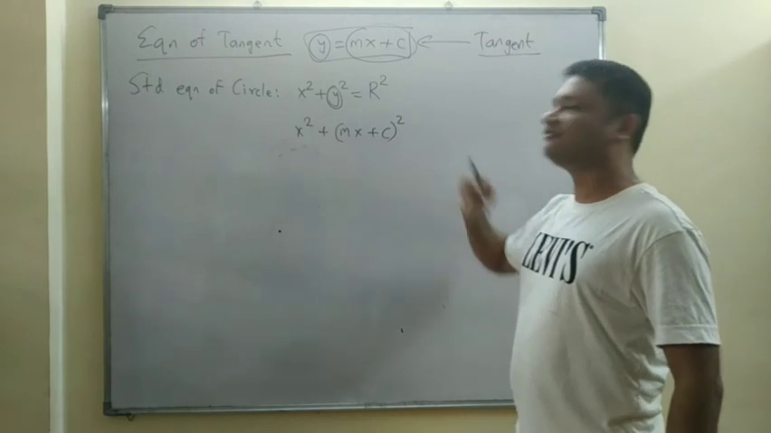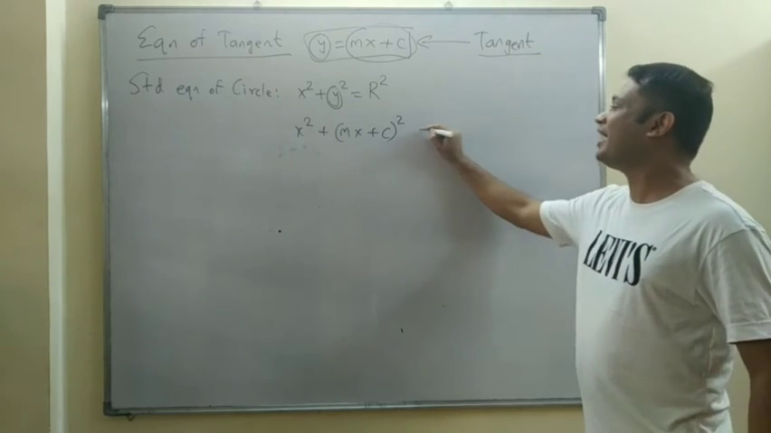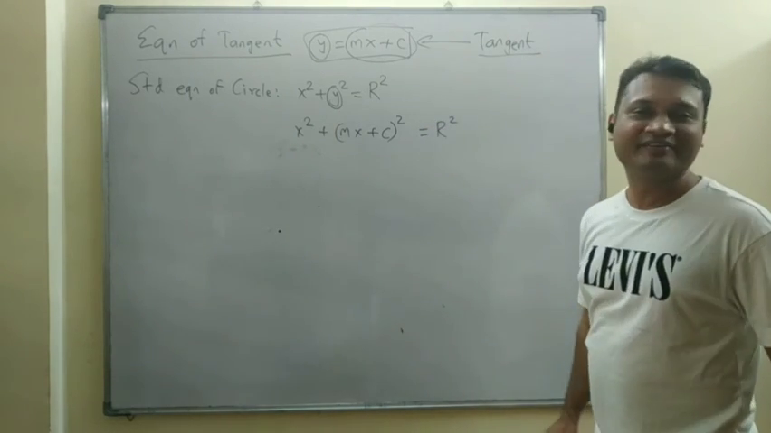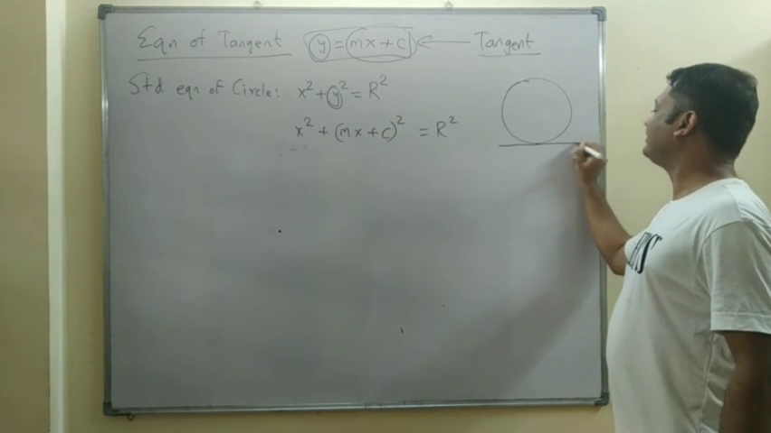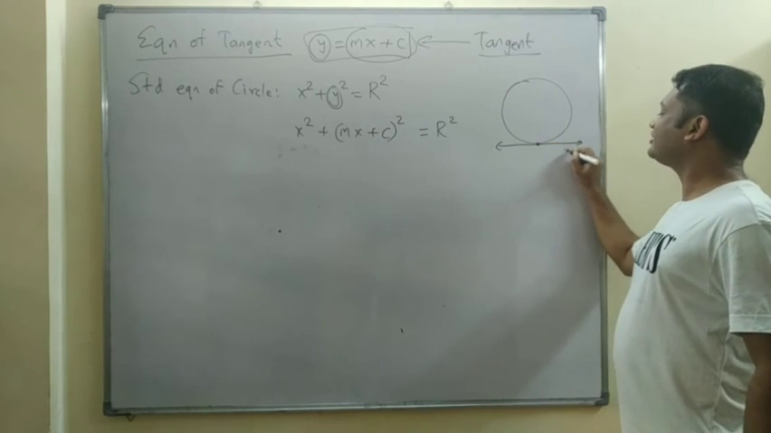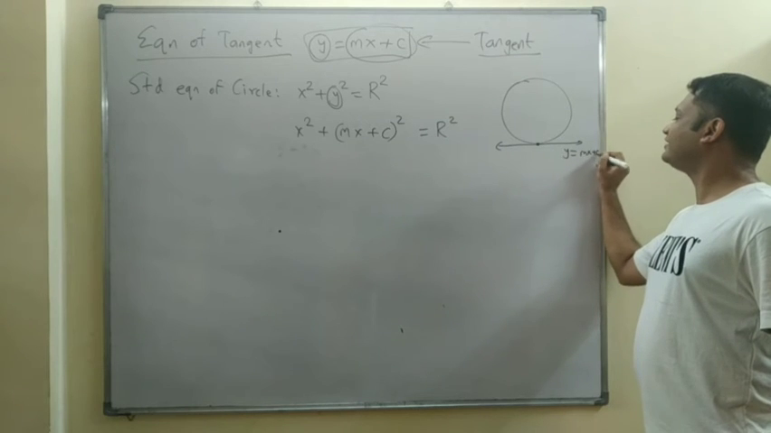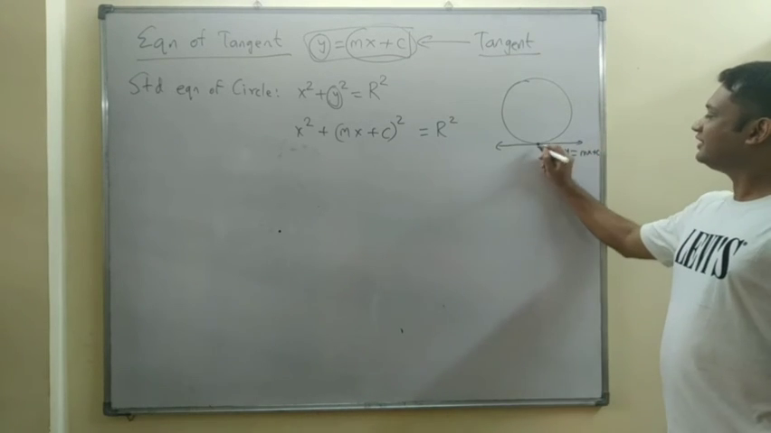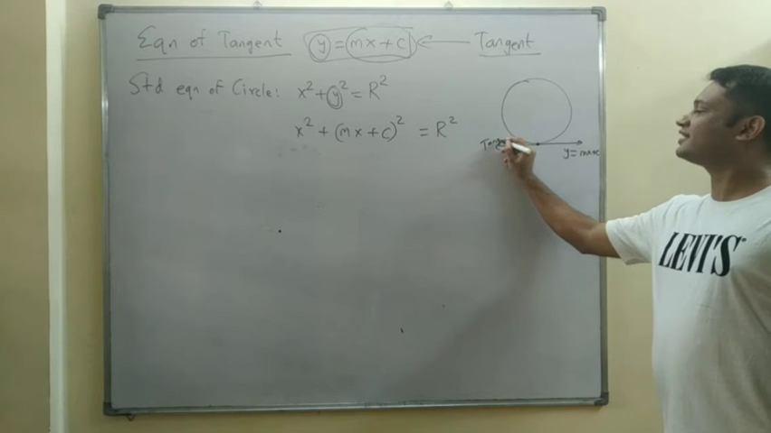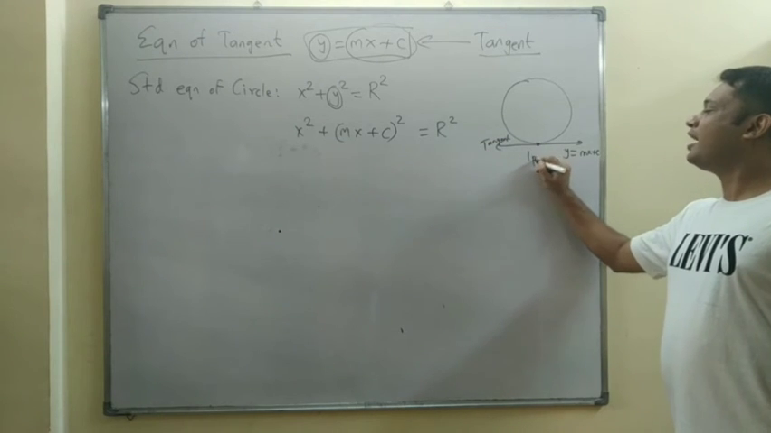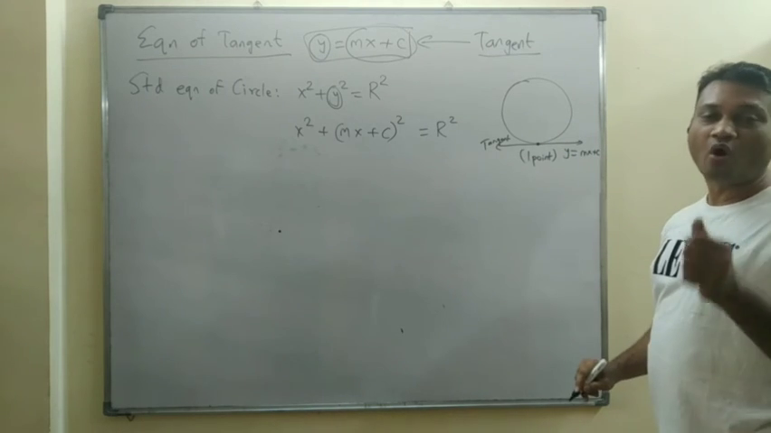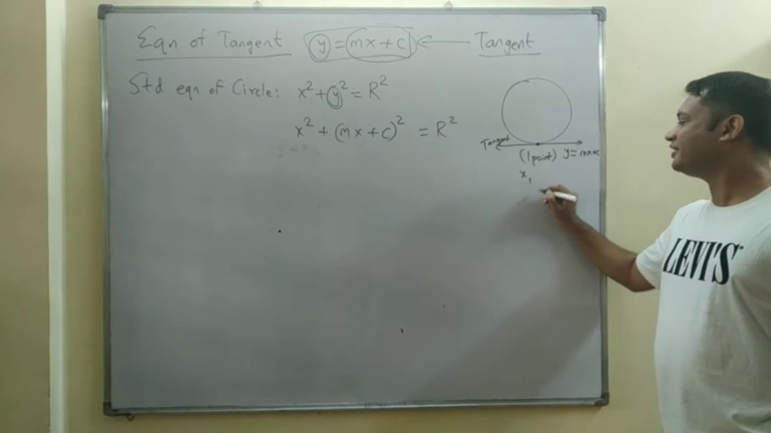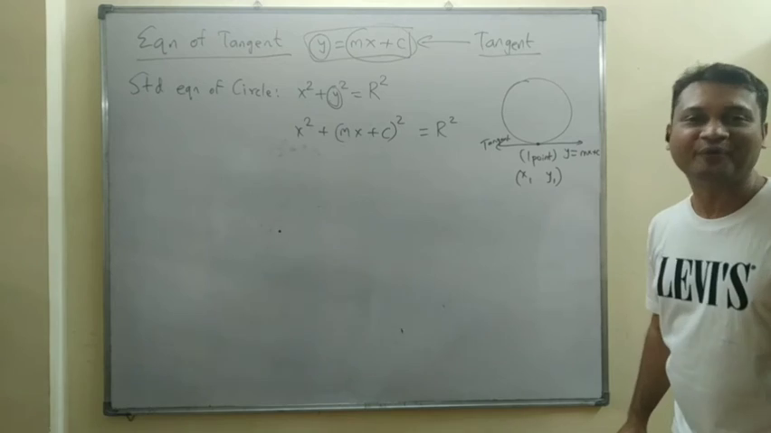So y square will be mx plus c the whole square, that equals r square. This is our circle, and at this point we have a tangent, and the equation of tangent is y is mx plus c. The tangent cuts the circle at only one point. So we have only one x coordinate and only one y coordinate.